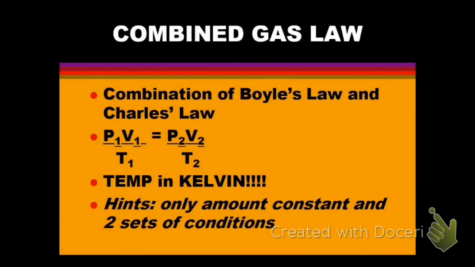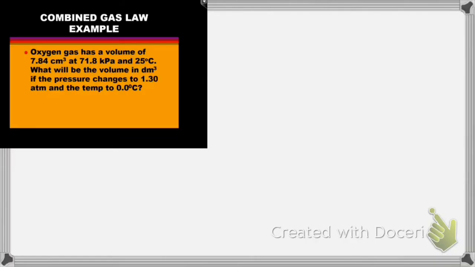So for the combined gas law, we need to make sure that when we are using temperature, it has to be in Kelvin units. The only other thing we're going to watch out for is whatever unit P1 is in, P2 must be the same. Whatever unit V1 is in, V2 would also have to be that unit. Our hint that we're going to be using the combined gas law is that they will talk about the amount of gas being constant, but we're going to have two different sets of conditions. Pressure, volume, and temperature will be changing in relation to each other.